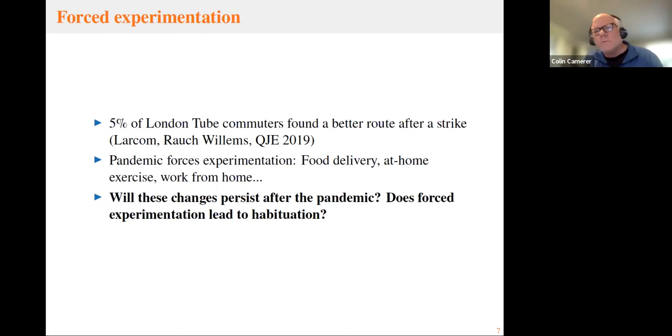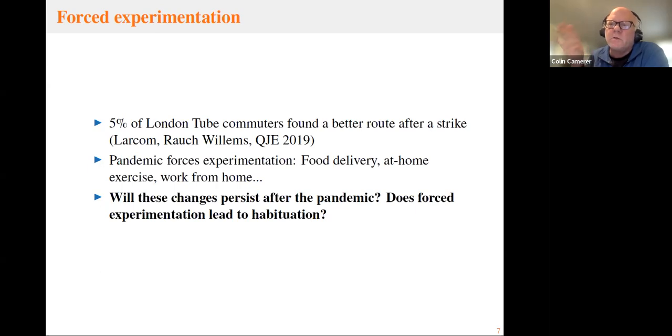Okay. Anyway, that's about forced experimentation, which is how we think about the London Tube case. So in the pandemic, people did a lot of things differently because opportunities, costs and benefits changed, and they may have learned that things that were previously foreclosed because of habit, stickiness, or inertia were now good ideas. And so we're interested in the question of whether these changes will persist after the pandemic, and does forced experimentation lead to a new habit, and how does that work?